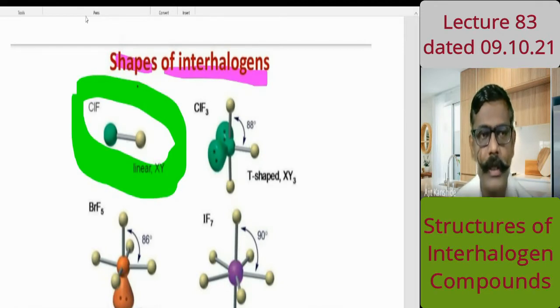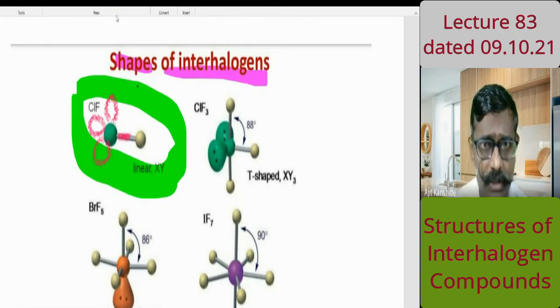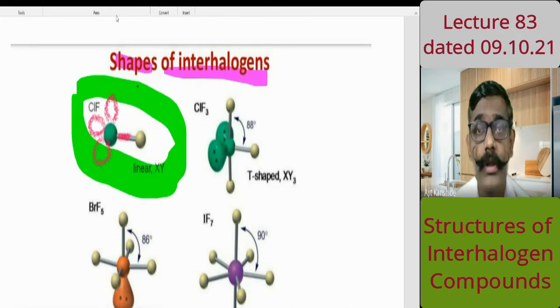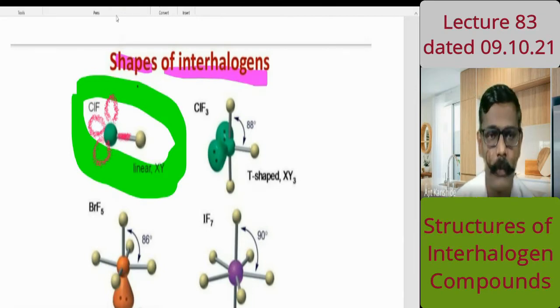In true sense, there remains a lone pair. Here there remains one lone pair, here a second lone pair, here a third lone pair, and it is a fourth hybrid orbital where the bond formation takes place. But hybridization we are not discussing. We want to discuss interhalogen compounds.